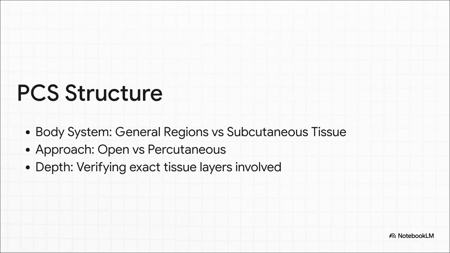To secure the correct surgical DRG, your PCS code must accurately reflect the body system, the approach, qualifier, and the depth precision. You have to separate superficial procedures in the subcutaneous tissue from true deep tissue interventions in the general anatomical regions. The approach completely alters your 7-character code. Literally one wrong character and your entire DRG assignment is derailed.